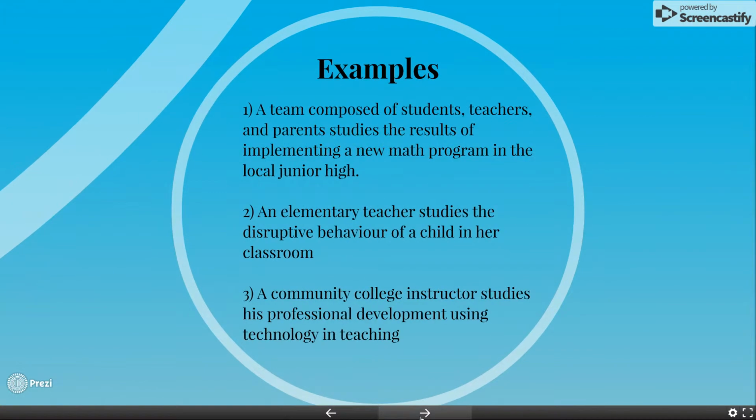The type of things that they research with this type of design is things like a team composed of students, teachers, and parents studying the results of implementing a new math program in a local junior high, or it can be as simple as an elementary teacher studying the disruptive behavior of a child in her classroom.